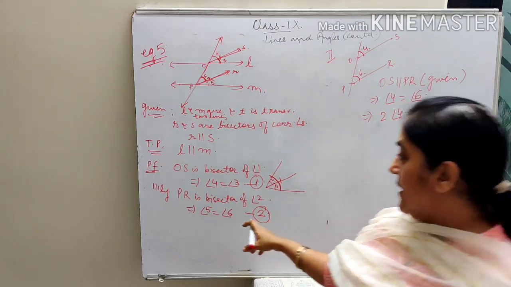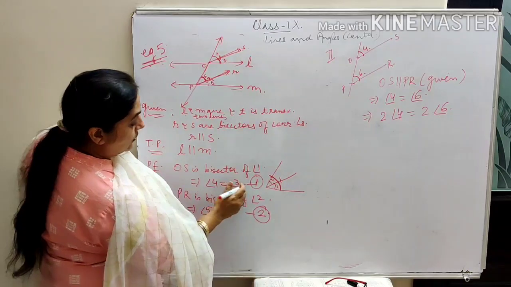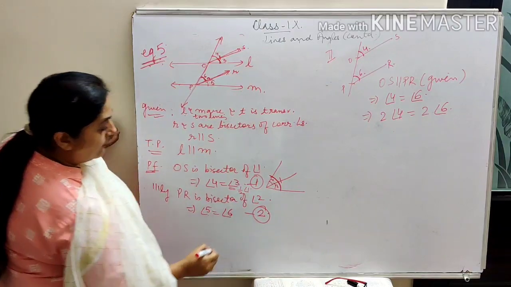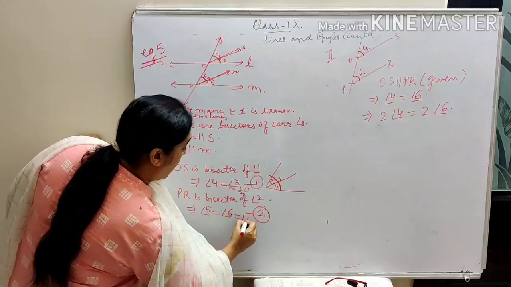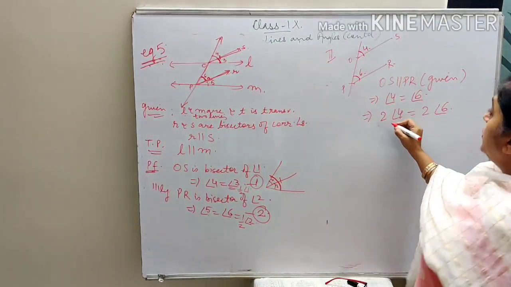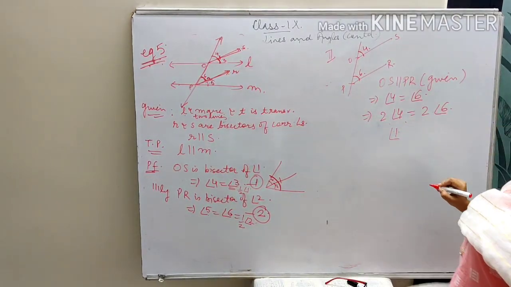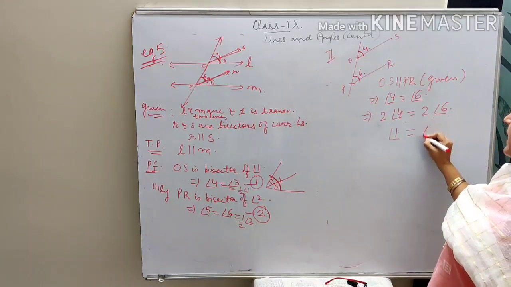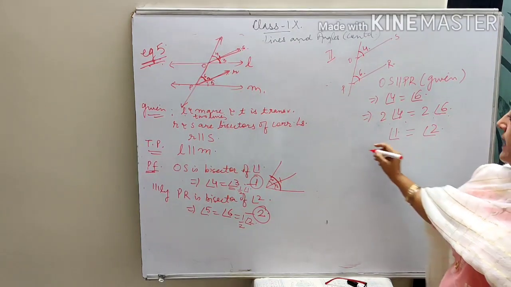Now please check out here. OS is the bisector of angle 1. So 4 is equal to 3. Both are equal to half angle 1. Similarly, when I am talking about 5 equal to 6, this means this is equal to half angle 2. तो अब अगर मैं यहाँ twice कर रही हूँ, तो twice of angle 4 will be nothing but angle 1. Similarly, twice of angle 6 will be nothing but angle 2. So that means angle 1 is equal to 2.